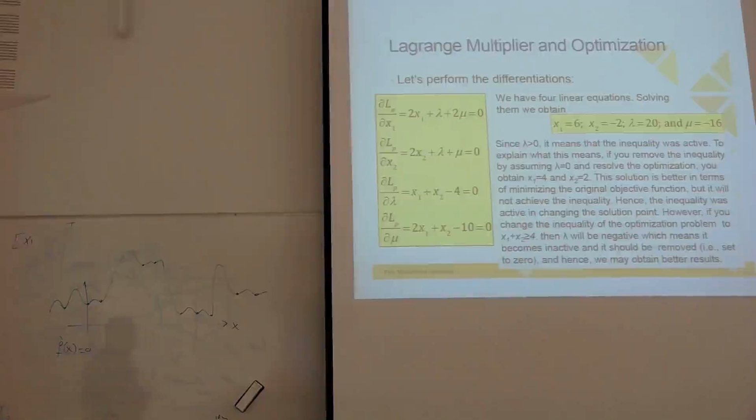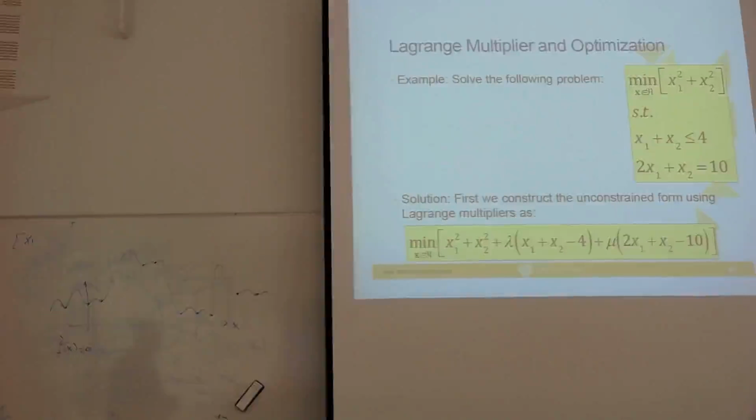So now we have solved the problem. This is the optimum: x1 equals 6 and x2 equals minus 2. Let us substitute these values into the original problem. For the first constraint, x1 equals 6 and x2 equals minus 2, so 6 minus 2 equals 4, and we achieve this inequality. For the second, 2 times 6 equals 12, and 12 minus 2 equals 10. So the second constraint has been achieved.